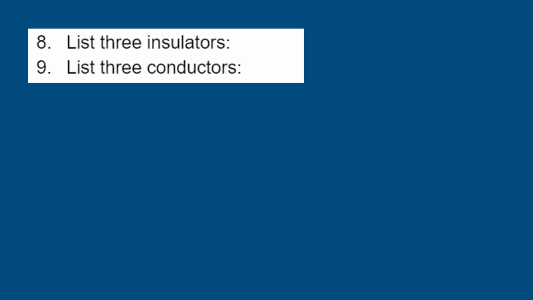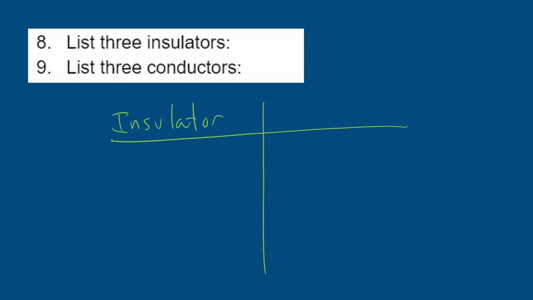So we have some insulators, we have conductors. Even though you need to write sentences for these, I'm going to help you out by simply making a quick chart here. On one side, I'm going to label insulators, and on the other side, I'm going to label conductors. All right, so we have 3 of each that we need.